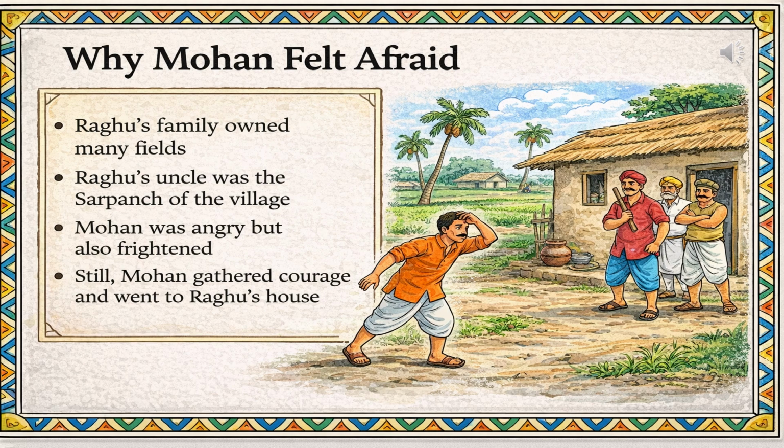Mohan was not confident to fight Raghu because Raghu's family was rich and powerful and owned many fields. Also, Raghu's uncle was the Sarpanch, so Raghu had strong support in the village. Mohan was angry but also frightened because of their influence. Still, he gathered courage and went to question Raghu. This shows that people often hesitate to speak against powerful persons in villages.